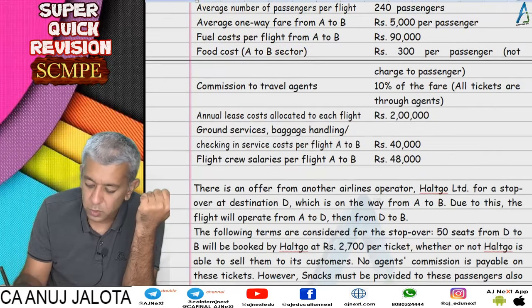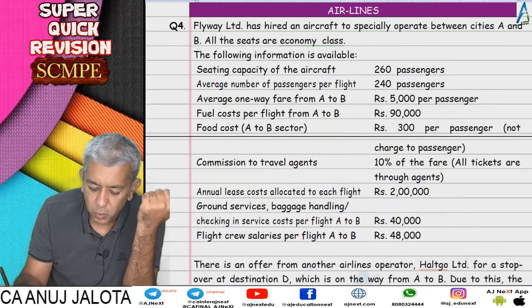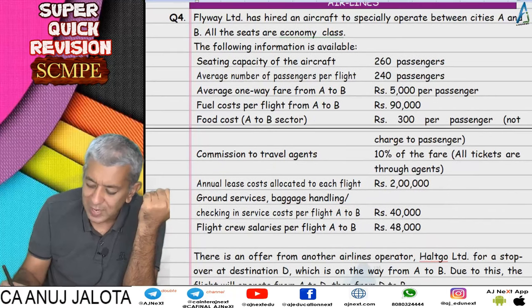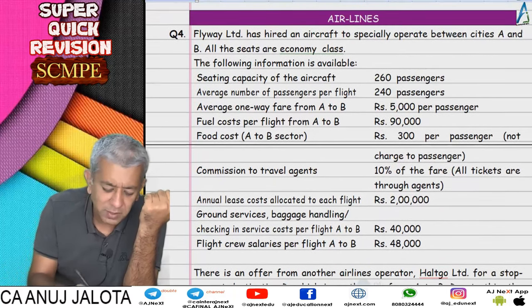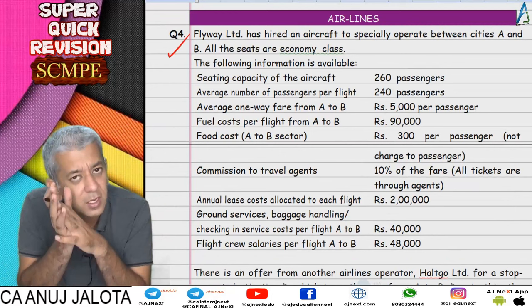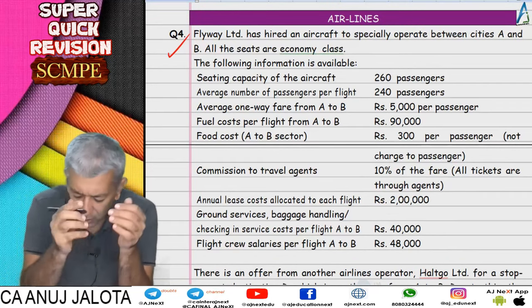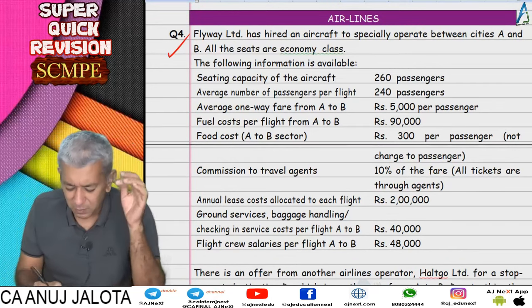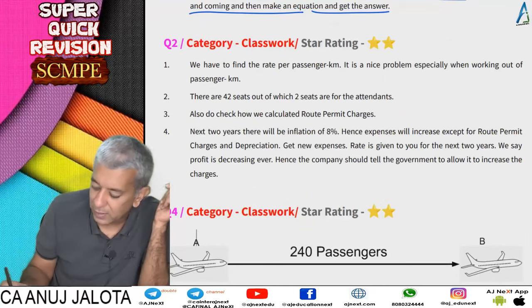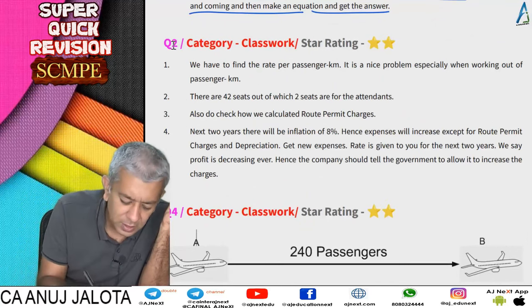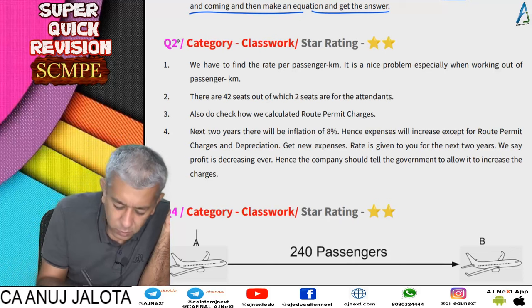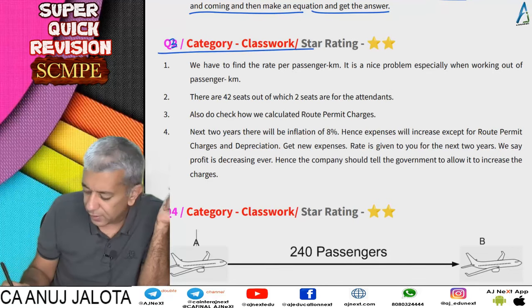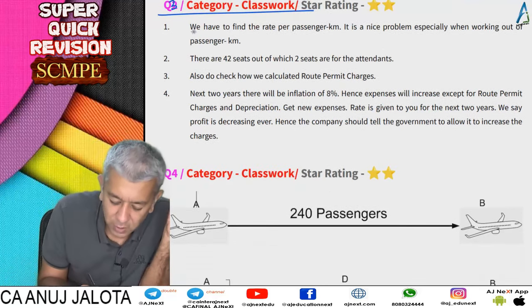Then question number four was there. Question number four was not actually a very difficult question, but a few silly errors happened. It was on an airline company. I've tried to make a diagram, but before that, I'll do one small thing. I skipped question number three in this particular case. This was question number three. I did not read the short of that, which I'm trying to do now.